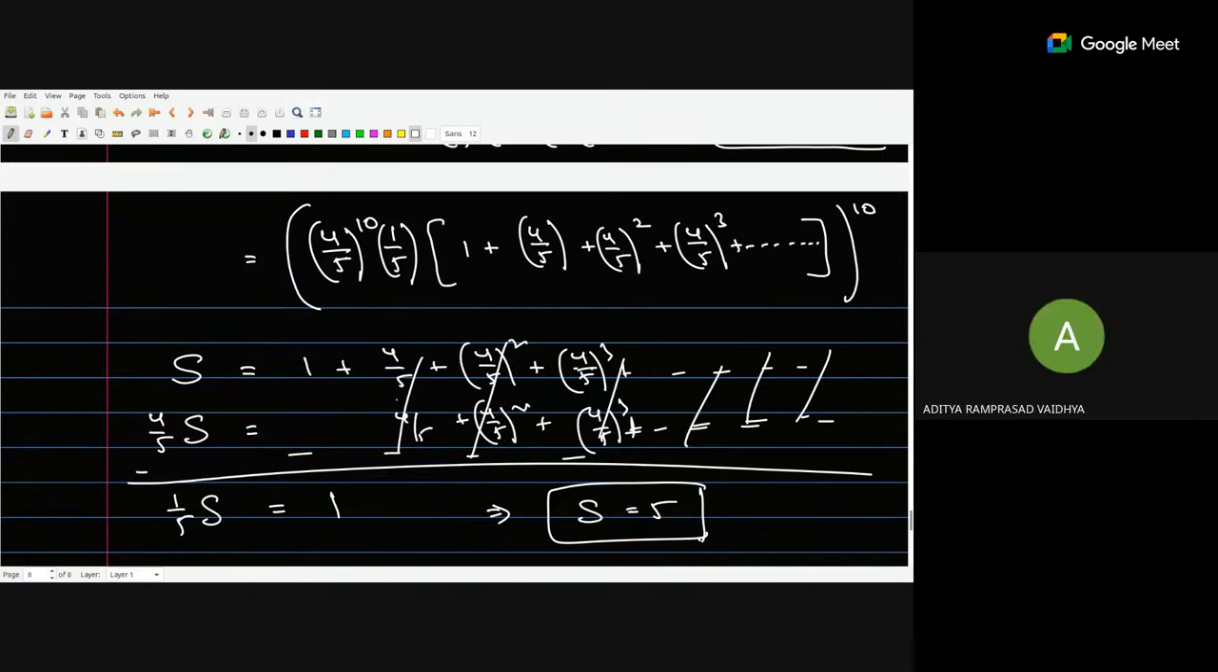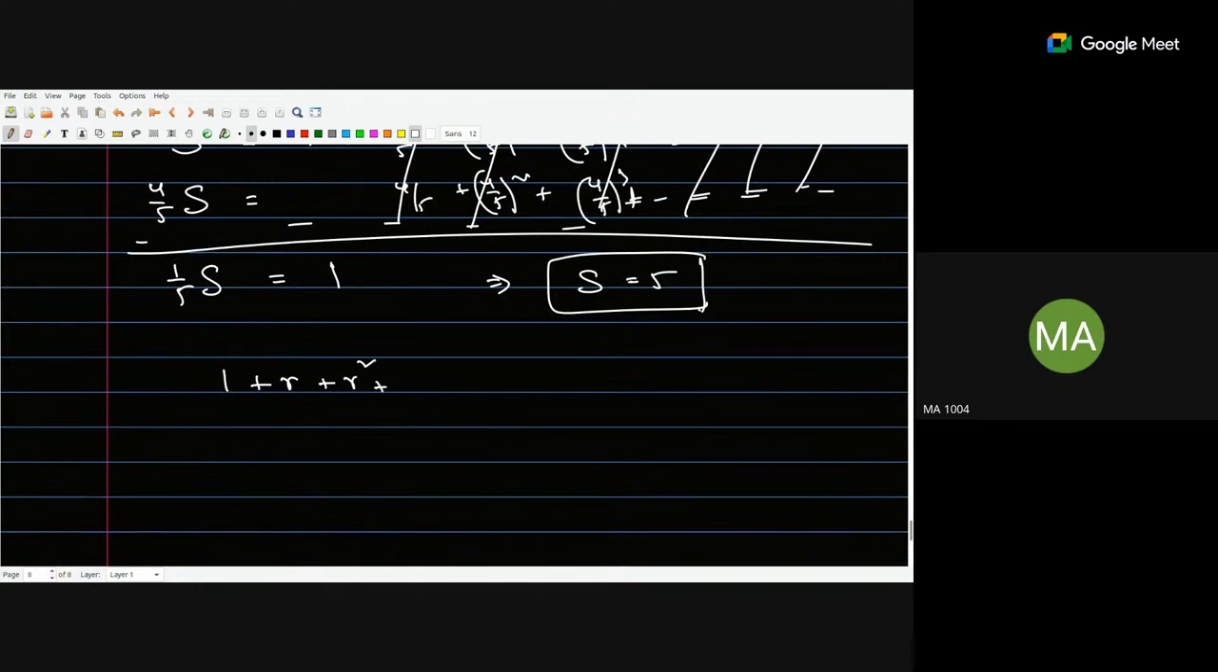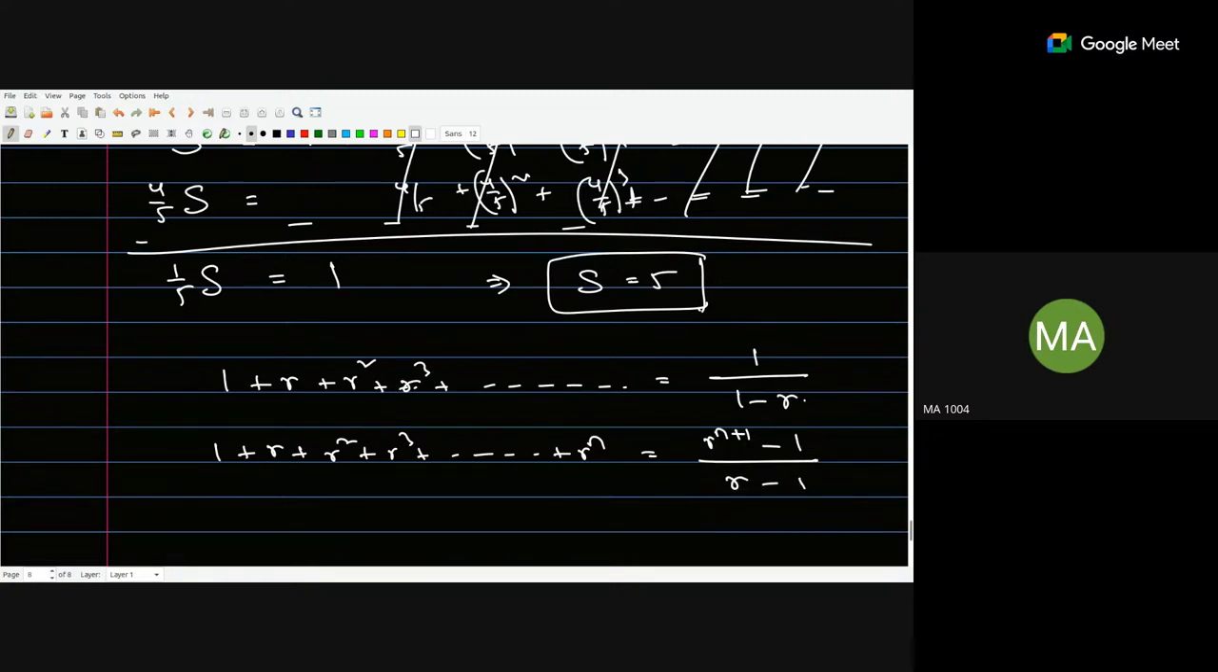Sir, can you please show this formula? The formula is, if it is a geometric progression, something like this, 1 plus r plus r square plus r cube and so on, then this sum is equal to 1 by 1 minus r. And sometimes this will also help you: 1 plus r plus r square plus r cube and so on till r power n. This will be (r power n plus 1 minus 1) divided by (r minus 1).